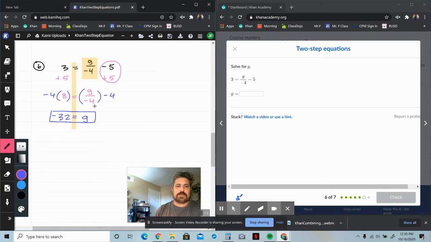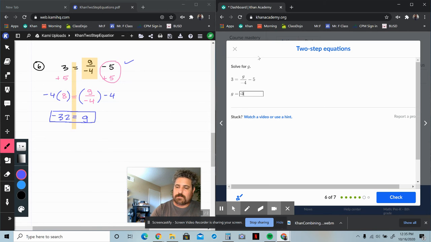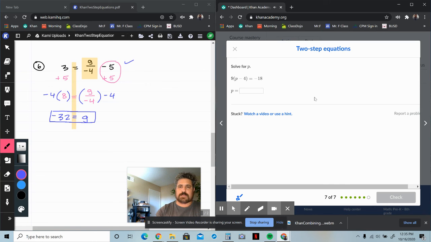How do you check it? Negative 32 divided by negative 4, what's that going to be? That's going to be positive 8. Is positive 8 minus 5 equal to 3? Yes, it is. So now we've checked it, we know it works. Now I can plug it in. Negative 32, boom, done. And now the last problem we have, got some distribution again.